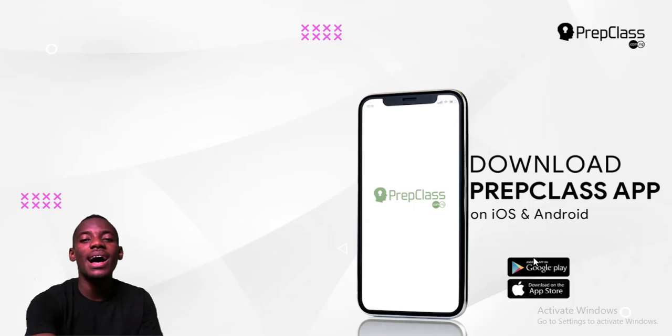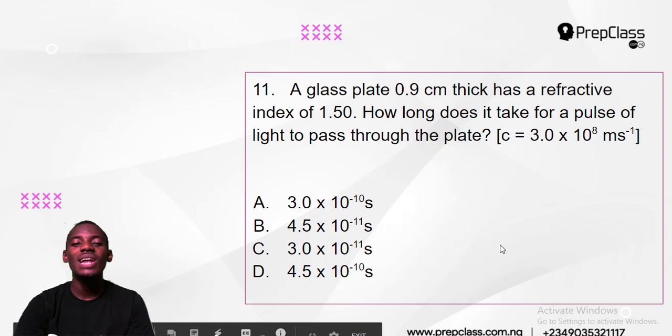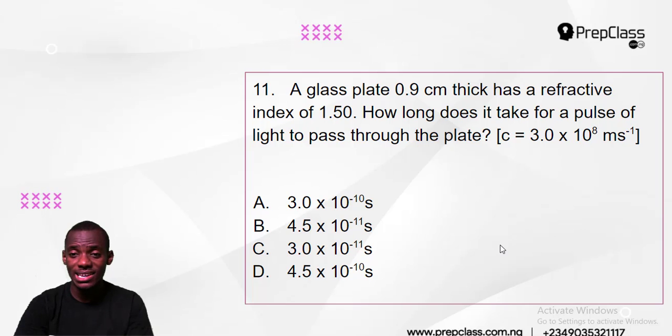Now, let's get to question 11. Question 11 says a glass plate of 0.9 centimeter thickness has a refractive index of 1.5. How long does it take for a pulse of light to pass through the plate? We have the speed of light c equals 3 times 10 to the power 8 meters per second, and that is the speed of light. Now let's check it out.